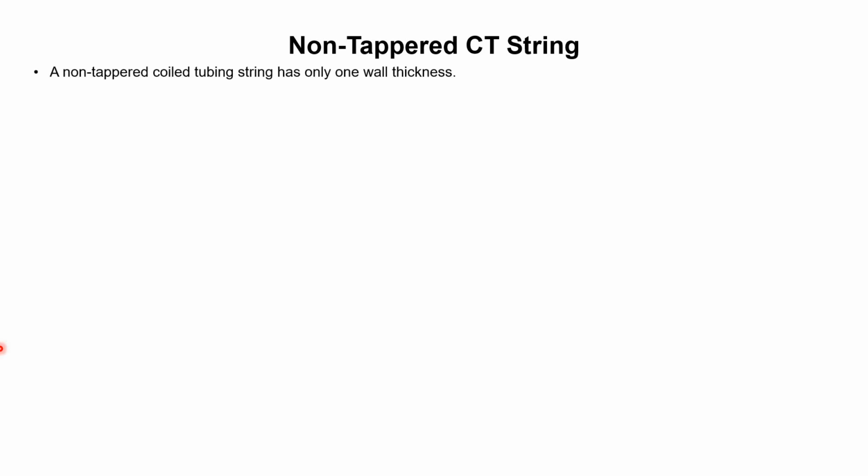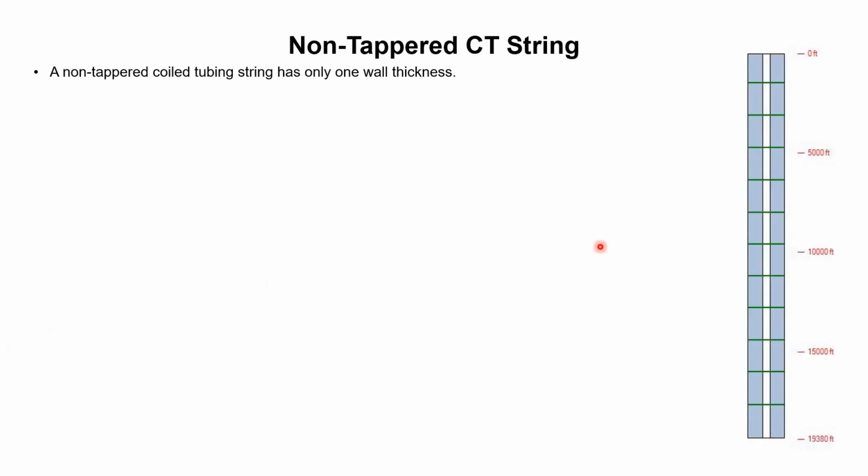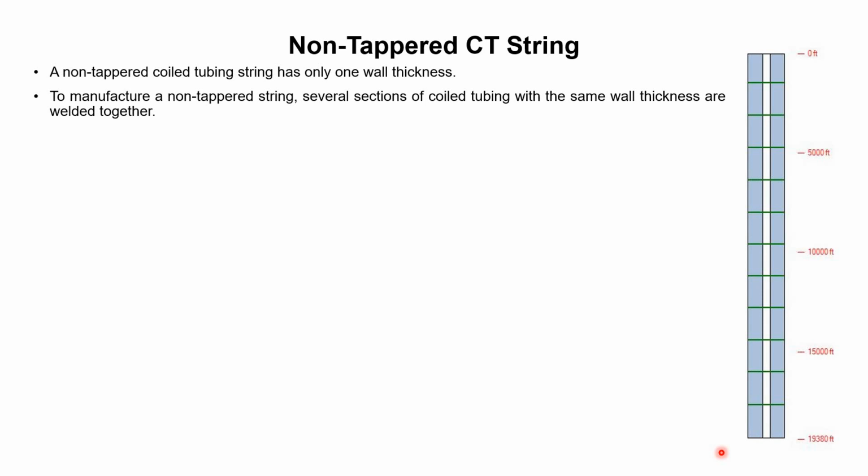Non-taper coil tubing string has only one wall thickness, as we can see in this diagram, which is showing this non-taper coil tubing string. We can see that over its entire length it has the same wall thickness, from start till end. To manufacture a non-taper string, several sections of coil tubing with the same wall thickness are welded together.